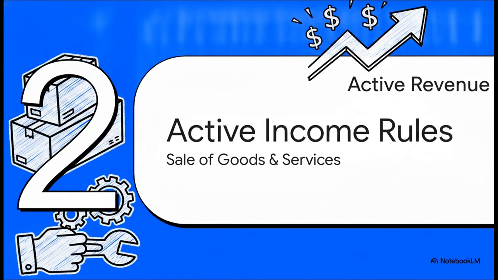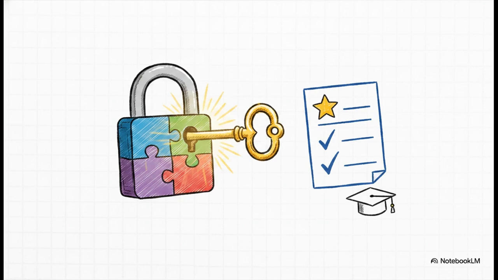Section 2, Active Income Rules, Sale of Goods and Services. To chunk this info effectively so your brain actually remembers it, we're going to group the sale of goods and the rendering of services together as active revenue. And for the sale of goods specifically, I want to introduce you to your absolute secret weapon for exam day. It's called the SRRC rule. When you're writing out one of those long-form answers, hitting these 4 letters will pretty much guarantee you secure full marks for the revenue recognition criteria.